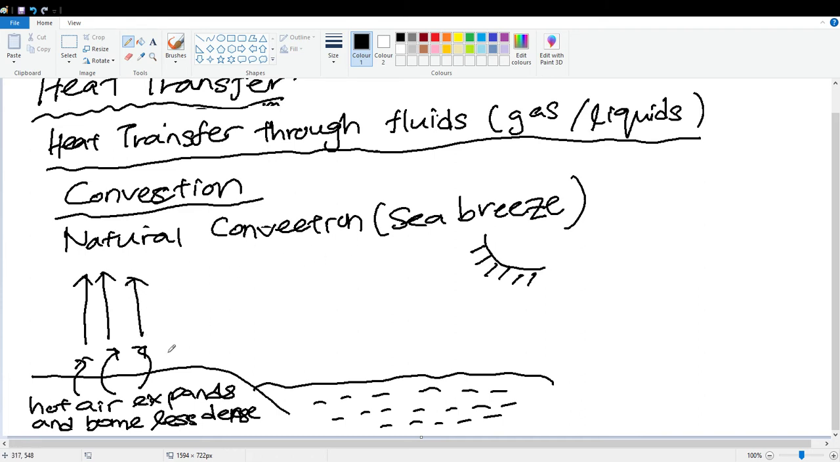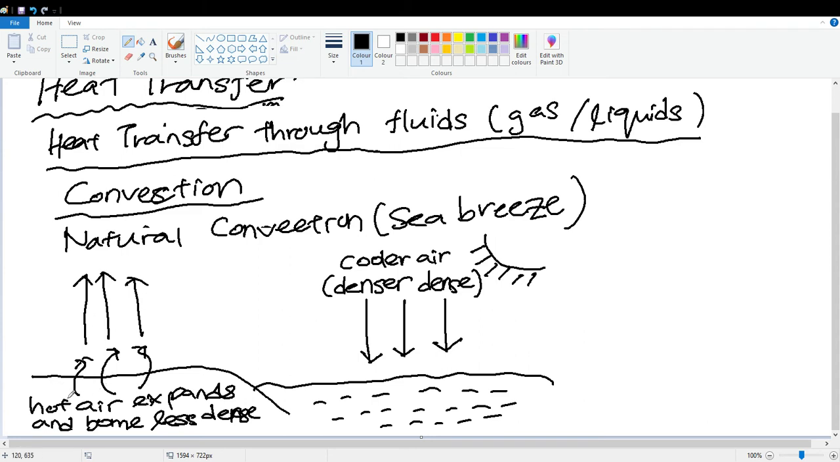From this, this is the hot air. As for the cooler air, the cooler air has a denser density. Since the air is denser, it will descend to the ground.